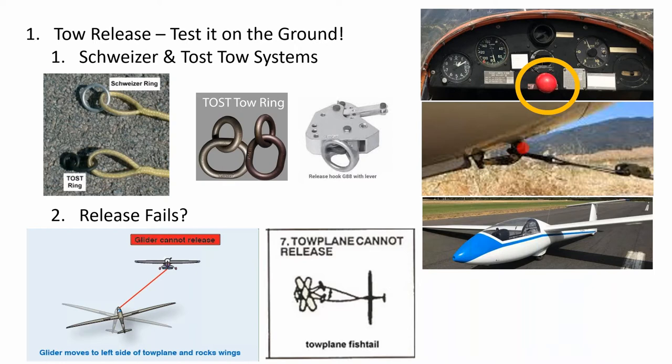and that looks exactly like ours on the 233. When you go to get this hooked up, the ground person that hooks it up will have you test it. They'll hook it up, you'll close the release, they'll pull on it to make sure it's connected, and then they'll have you pull on it to release it. There are two main systems: Schweitzer, and then the Tost system. The Tost is on most new modern high performance gliders; it's more of a European system. This is a picture of our L33 on the bottom, and it has the Tost system.